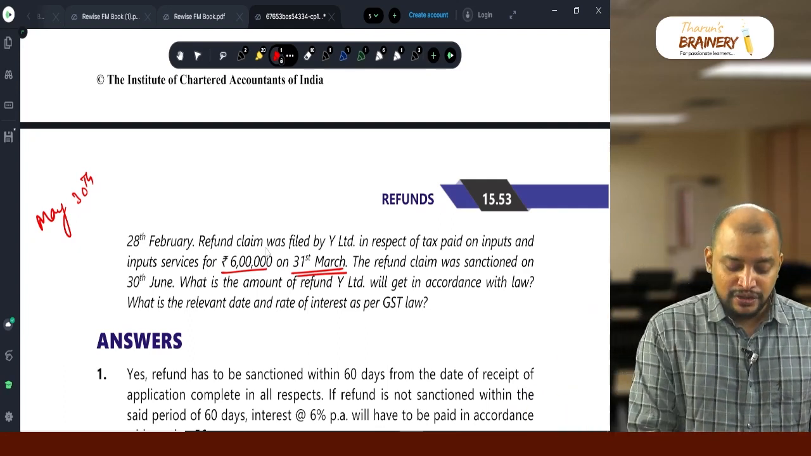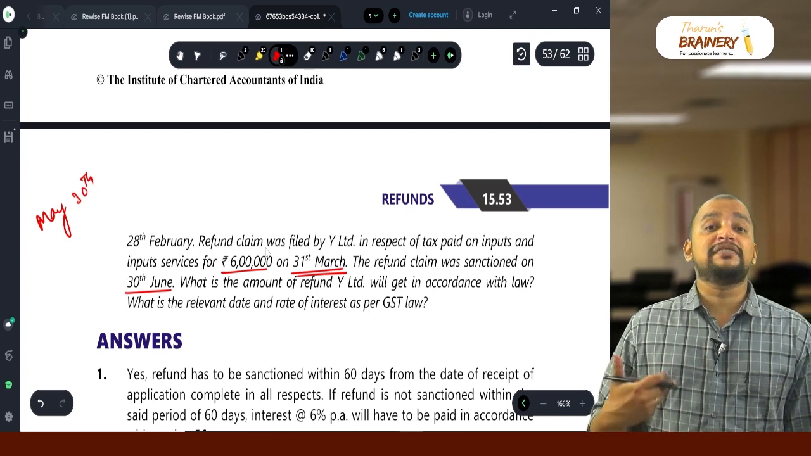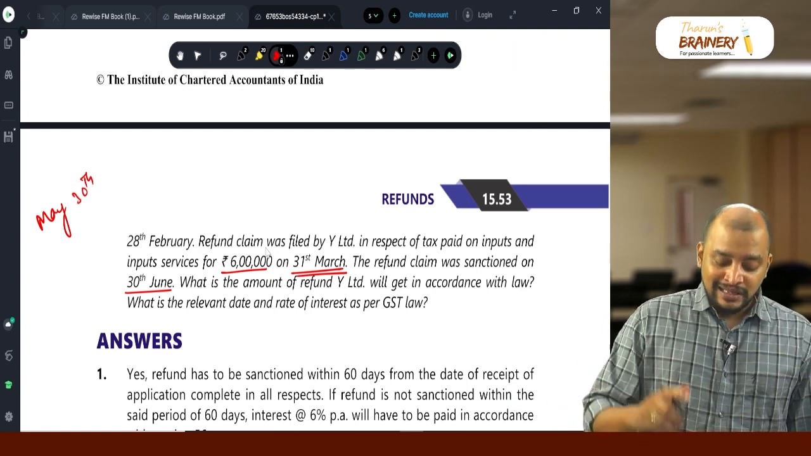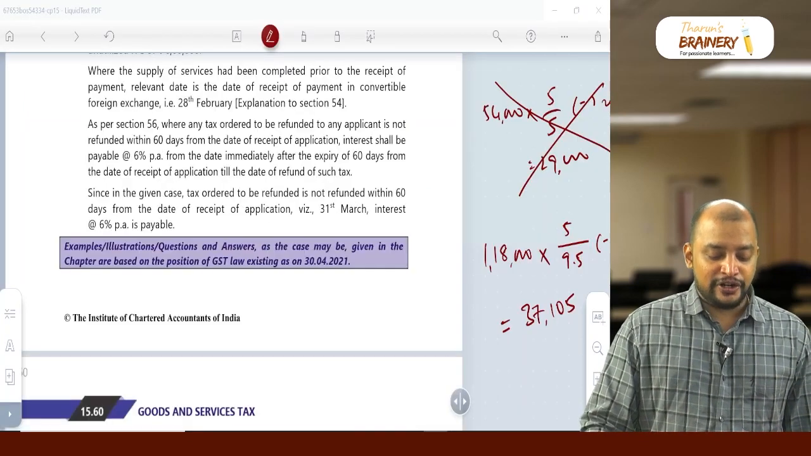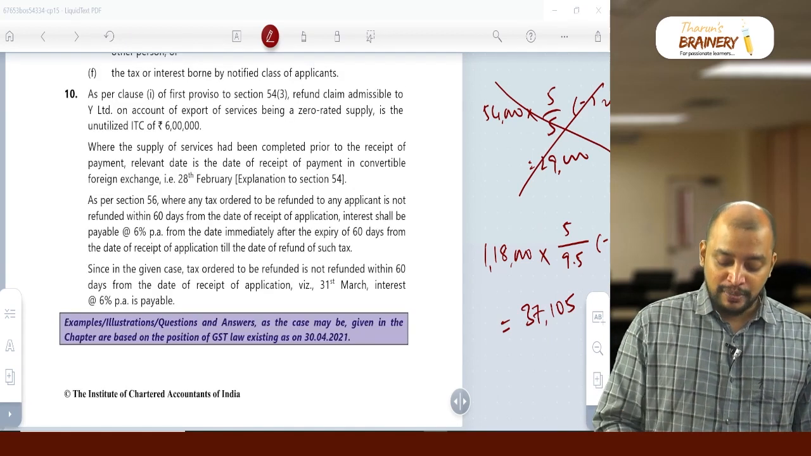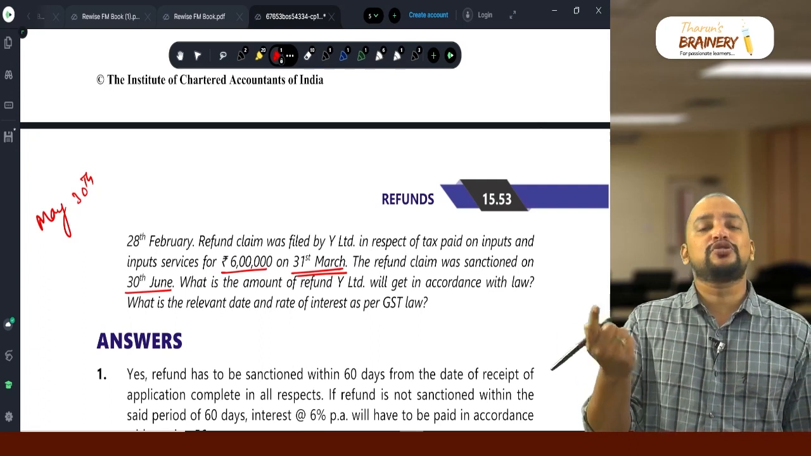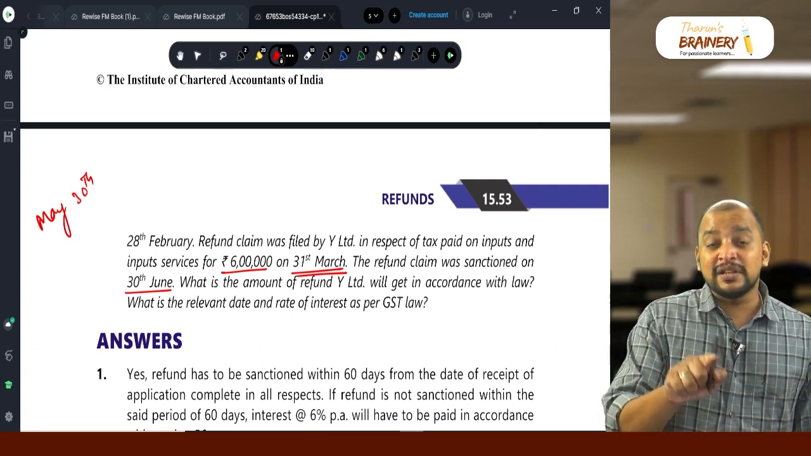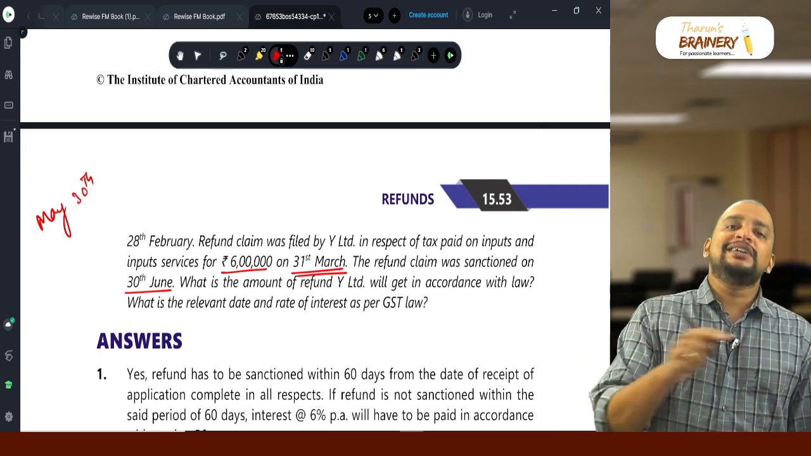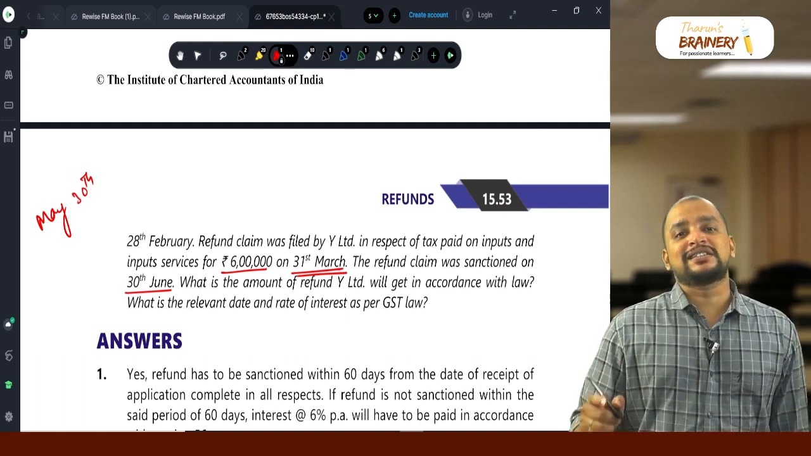See, the refund order is only sanctioned on 30th June, but we don't know whether the refund is paid on 30th June. That's the reason why in the study material they did not compute the amount of interest. So till the time the refund is paid to the applicant, interest will be computed at the rate of 6% per annum. Okay.